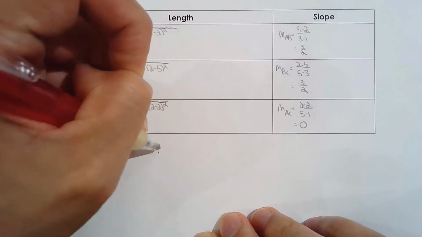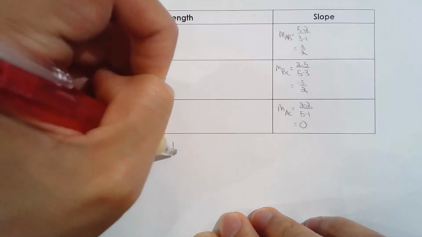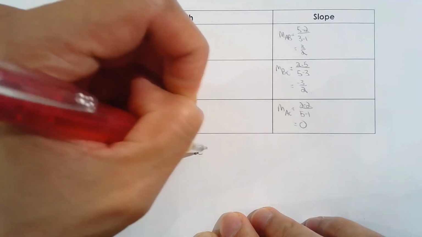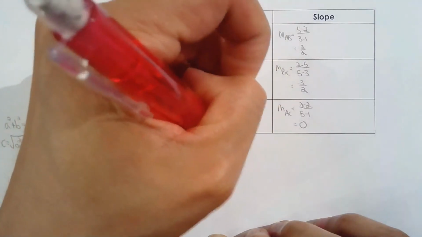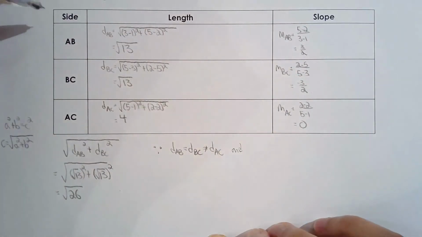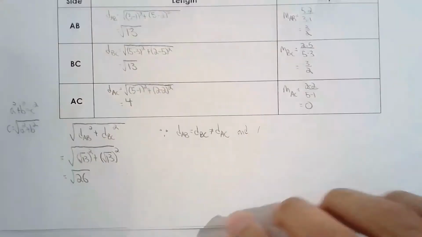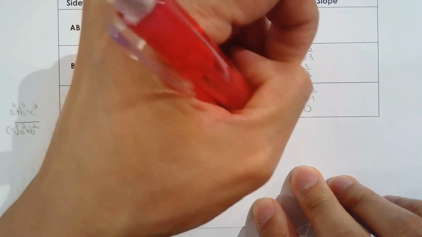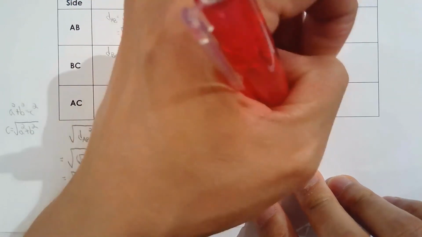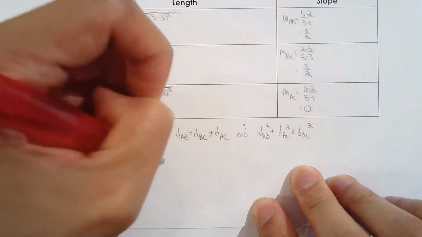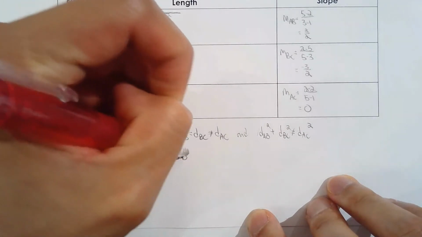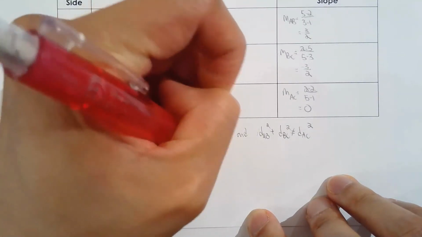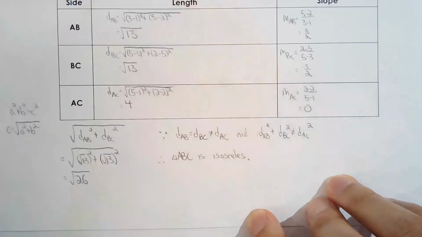So what you should do is say that 2 of the 3 sides are the same length, and the Pythagorean theorem is not true. The Pythagorean theorem is not true. Therefore, triangle ABC is isosceles. Okay?